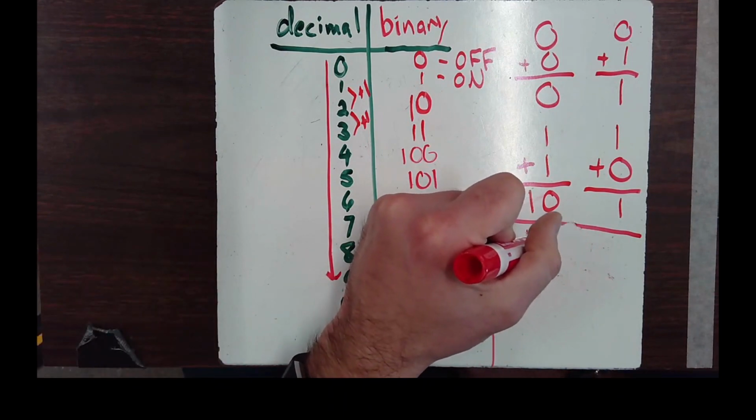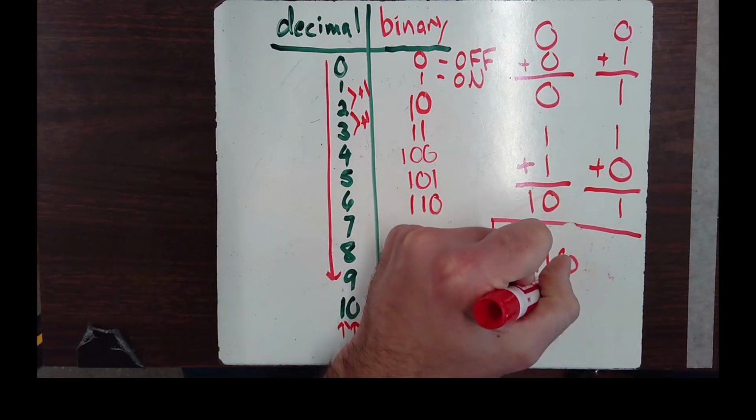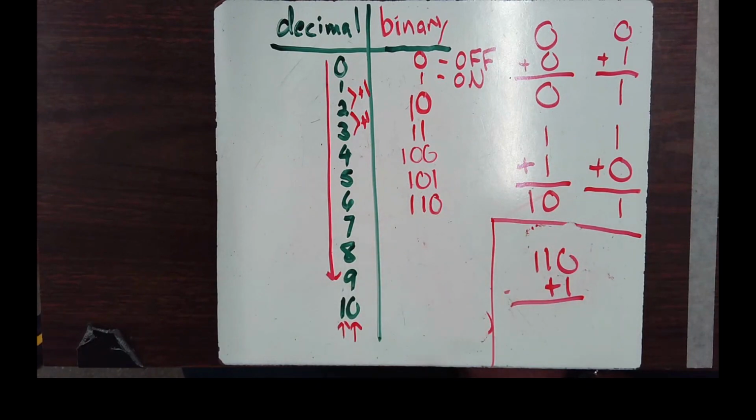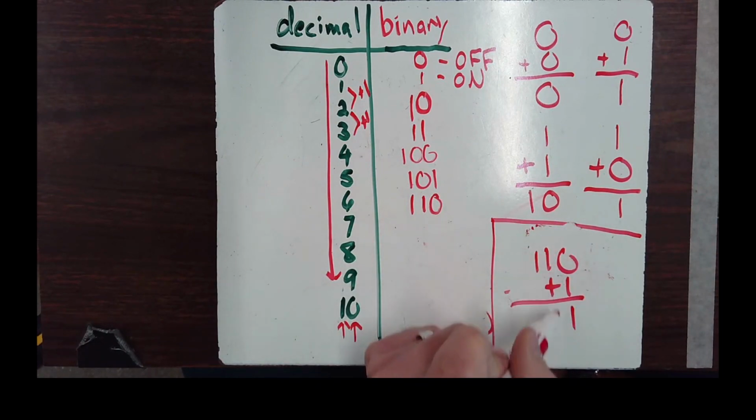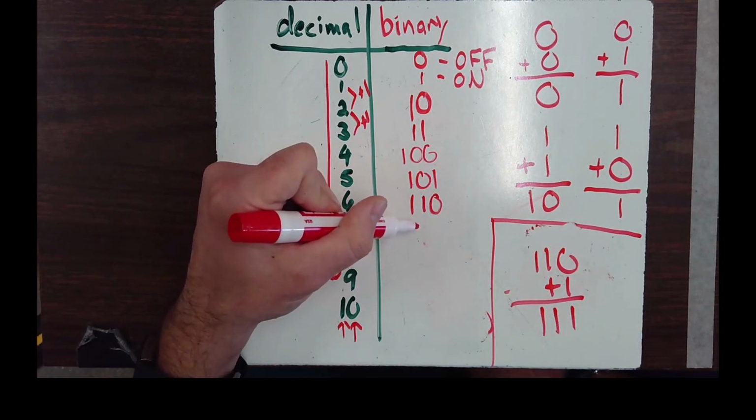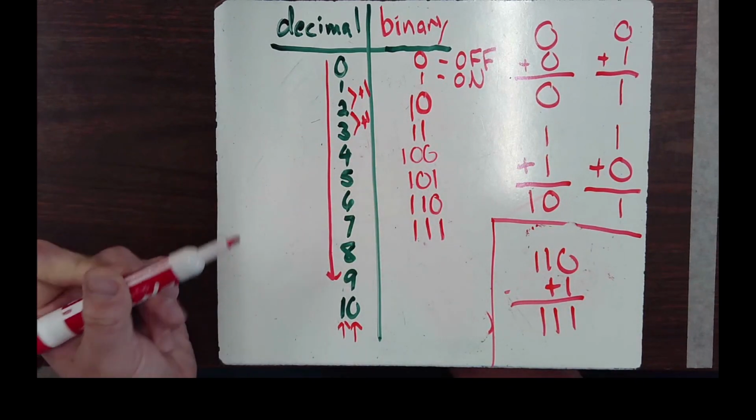We'll write the number 6 in binary down, which is 1, 1, 0. And then to get to number 7, I go plus 1. 0 plus 1 is 1. 1 plus nothing is 1. 1 plus nothing is 1. So the number 7 in binary is 1, 1, 1.